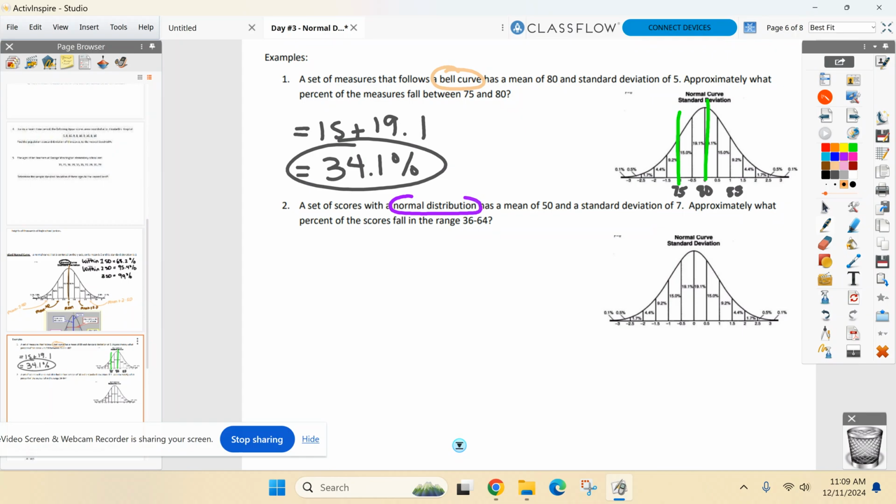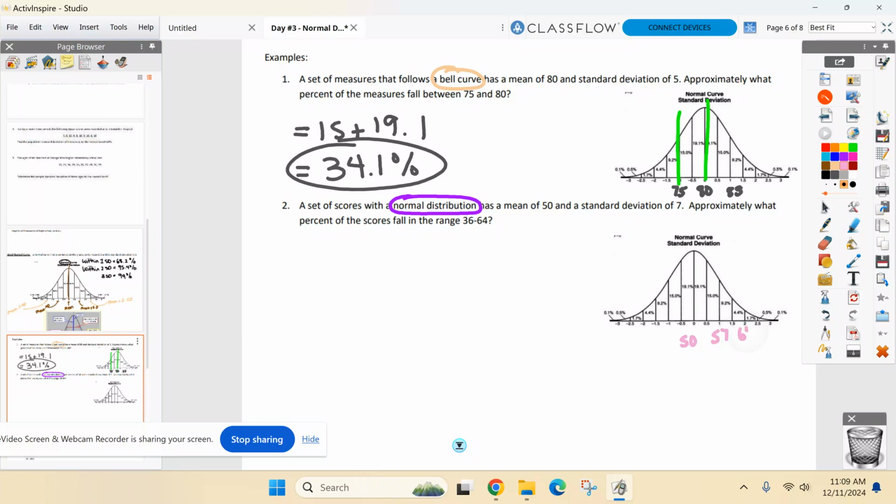That is the word we're really looking for that says you can now use the curve and its percents. Mean of 50, where are we throwing the 50? Middle. Yep, 0. Standard deviation of 7. What percent of scores fall between 36 and 64? All right, what's that 1? 57. Add 7. I still have to keep going. So what's going to be at 2? That's going to be 64.